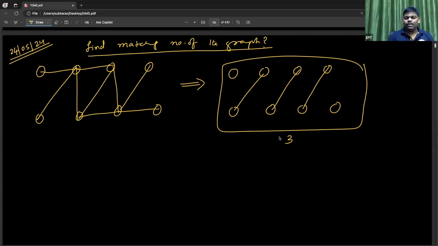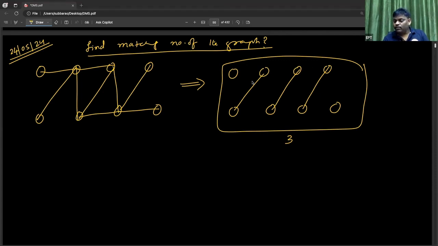Yesterday, Sayan, are you there? Yesterday you said that matching number of the graph means number of edges present in perfect matching. See, perfect matching is not possible for this one. Sayan, are you there? Sayan not there? Yeah, fine. So to this one, perfect matching is not possible.